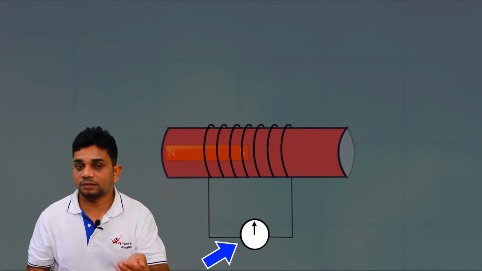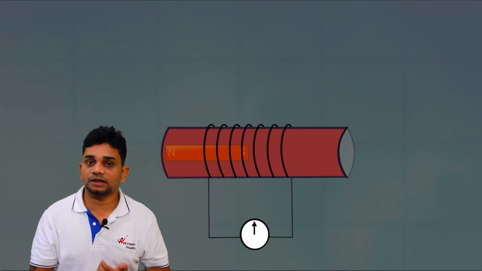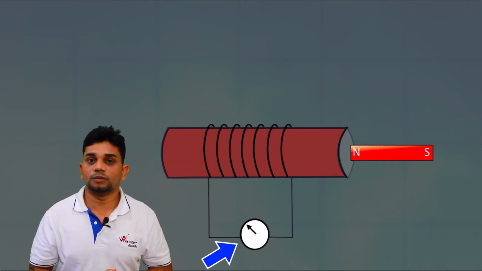Now we are going to take the magnet outside. What is going to happen? Can you guess the answer? When we are taking the magnet out, there will be deflection. This deflection will be opposite to the movement of the magnet.